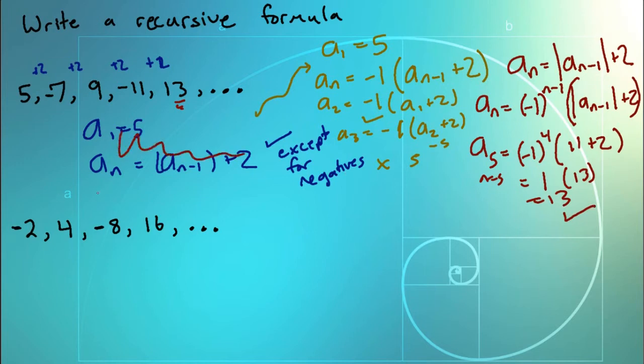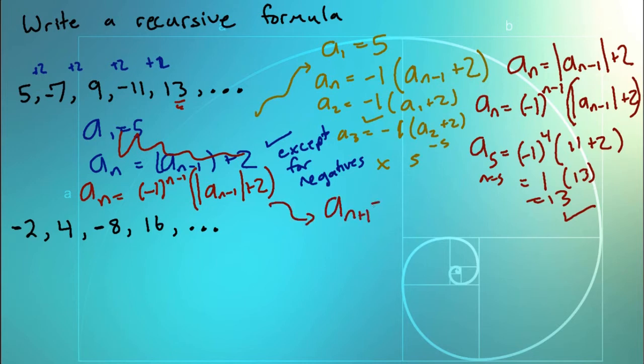So an answer for this is not any of this stuff. A possible answer is to say negative 1 to the n minus 1 times the absolute value of a sub n minus 1 plus 2. Or written another way, a sub n plus 1, our next term, equals negative 1 to the n, meaning our current term. So notice if I shift this up 1, then I shift all of these up 1. Absolute value of a sub n plus 2. Sorry, that kind of was messy.